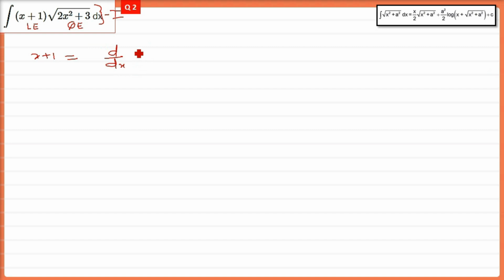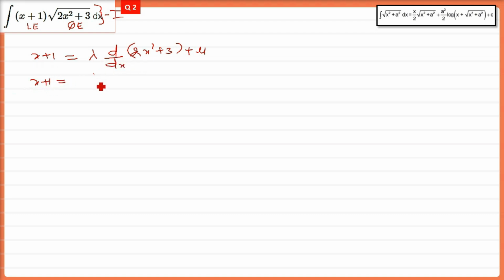That is d by dx of 2x square plus 3. But the differentiation will not be exactly equal to x plus 1. So we need to include a constant term lambda multiplied with the first term and then addition of mu. Mu can be 0 when we find it out in the later stage, but we have to have some constant in order to equate these two sides.